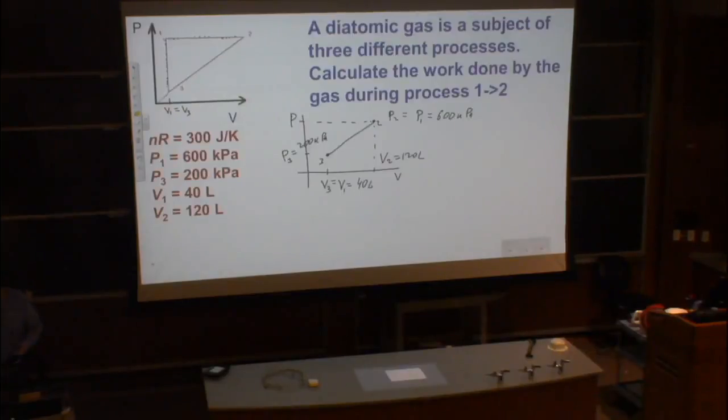Now, if we're calculating area, the area of this thing we need to calculate is a trapezoid. So, what equation should I write? And the area represents the magnitude of this work. As we said, it has to be negative. So the work during this process should be equal to negative 1 times the magnitude of whatever we get. So, how do we calculate this area?